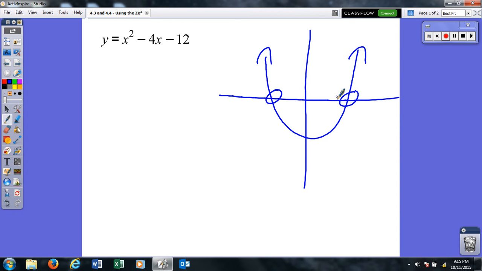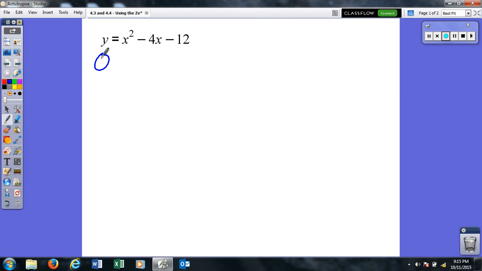So if you think about what the y value on the x-axis is, well, the y value tells you how far up or down you are. So if you're right in the middle on the x-axis, the y value is 0. So what we can do is we can take this equation here and we can plug in 0 for y. And that's what we're going to do. So 0 for y. And then we want to solve this equation by factoring.